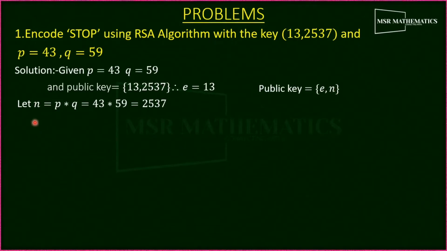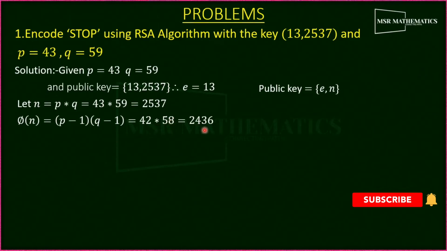Next, after obtaining n, we have to find Euler's totient function with the help of the formula phi of n is equal to (p minus 1) times (q minus 1). Here p minus 1 is 43 minus 1, which is 42, and q minus 1 is 59 minus 1, which is 58. If we multiply these two values, we get 2436. That is our phi of n.